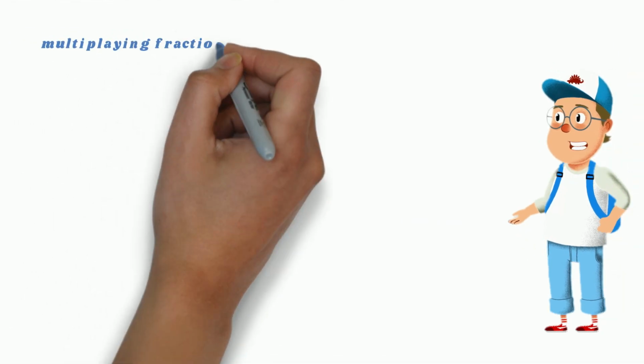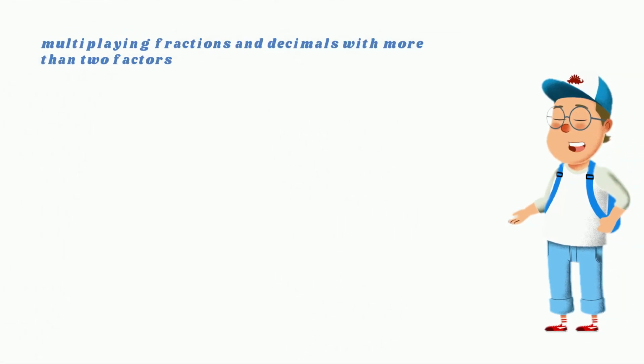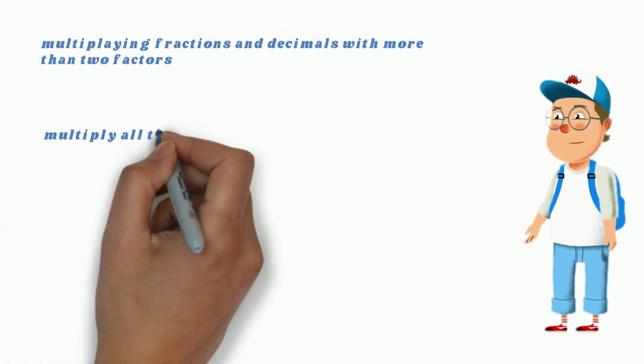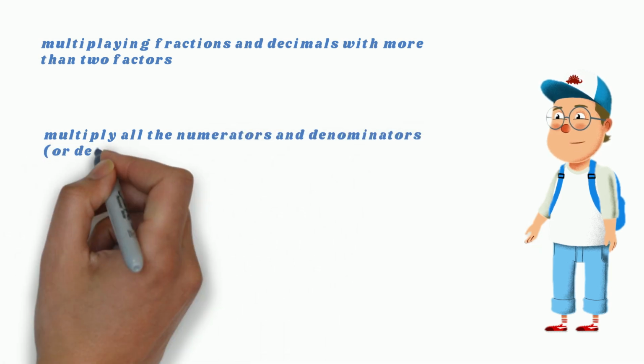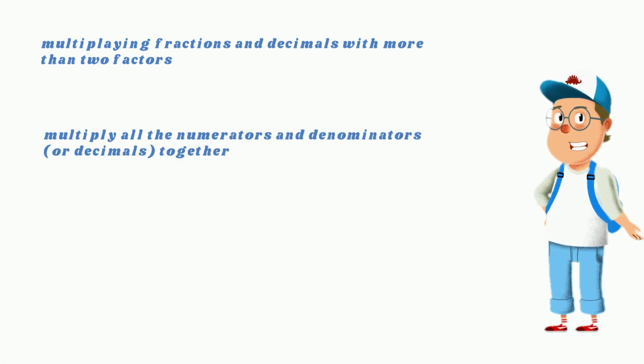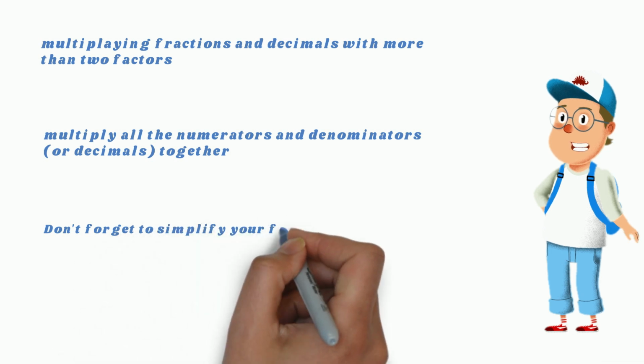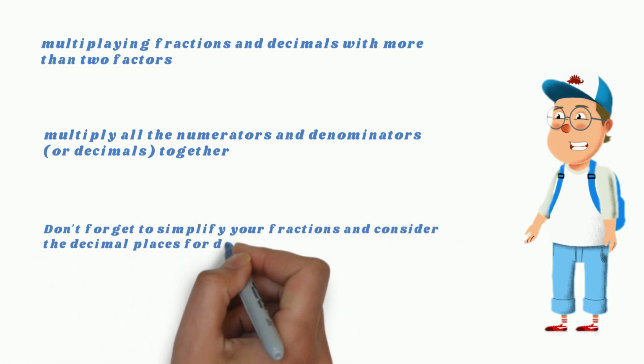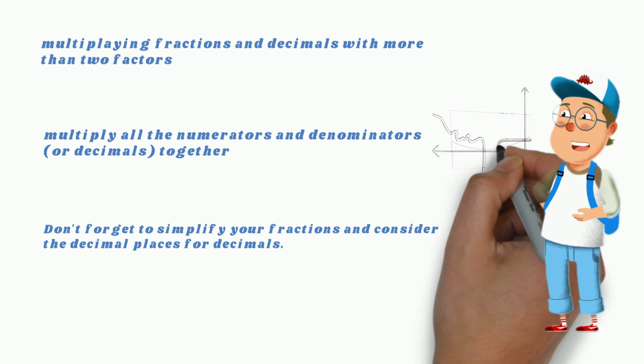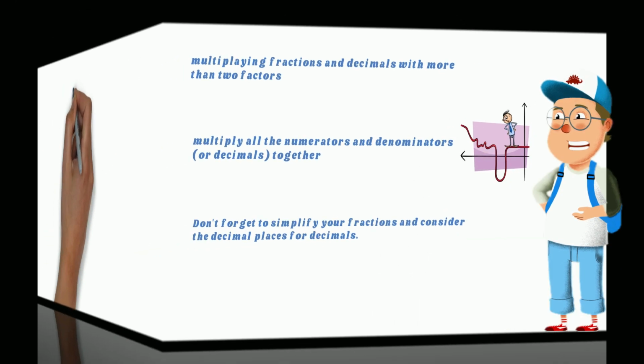As a challenge, try multiplying fractions and decimals with more than 2 factors. The process remains the same: multiply all the numerators and denominators, or decimals, together. Don't forget to simplify your fractions and consider the decimal places for decimals.